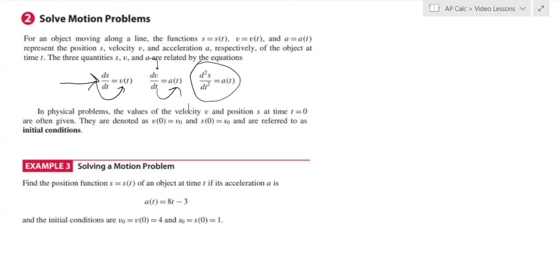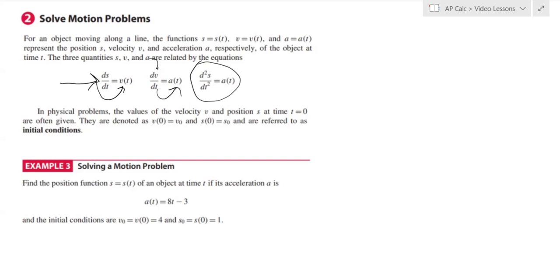And now, if the acceleration is known as a function, then the velocity can be figured out by finding the antiderivative of acceleration. Similarly, if you know the velocity function of an object, then the position function can be figured out by getting the antiderivative.